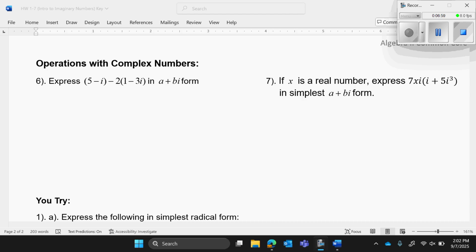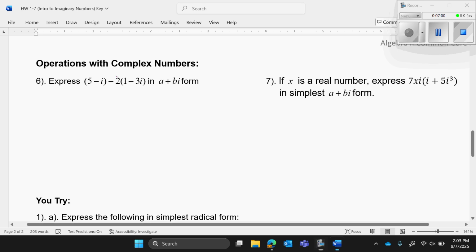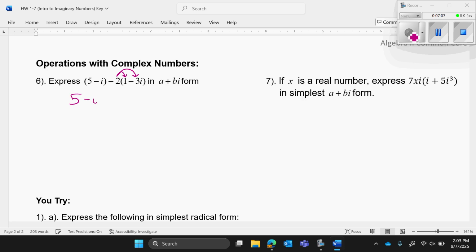So let's see, the first thing we are going to do is distribute the negative 2. We have 5 minus i minus 2 times negative 3i. Negative 2 times negative 3 is positive 6i. And now you are going to combine like terms. 5 minus 2 is 3. Negative i plus 6i, well, negative 1 plus 6 is 5i.